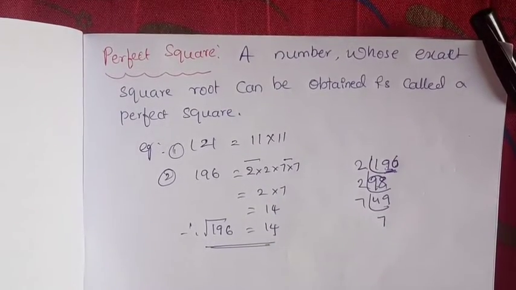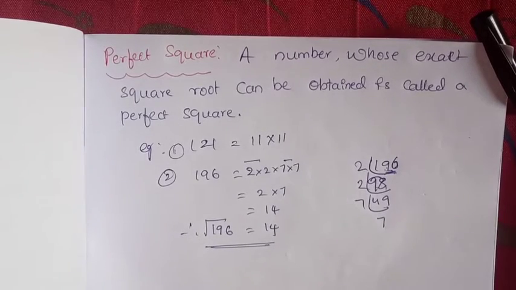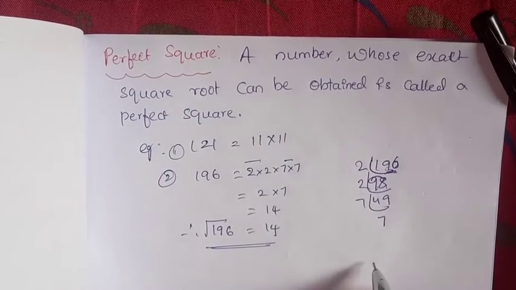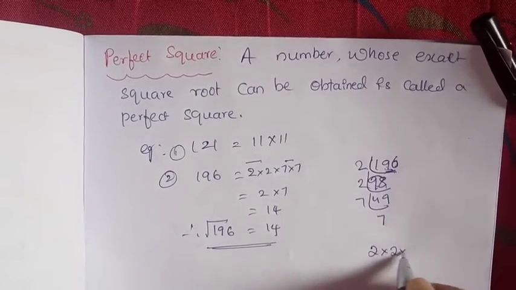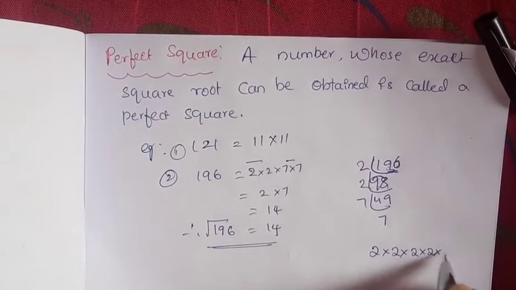Suppose I take another number like 2 to the power 7, that is 2 into 2 into 2 into 2 into 2.